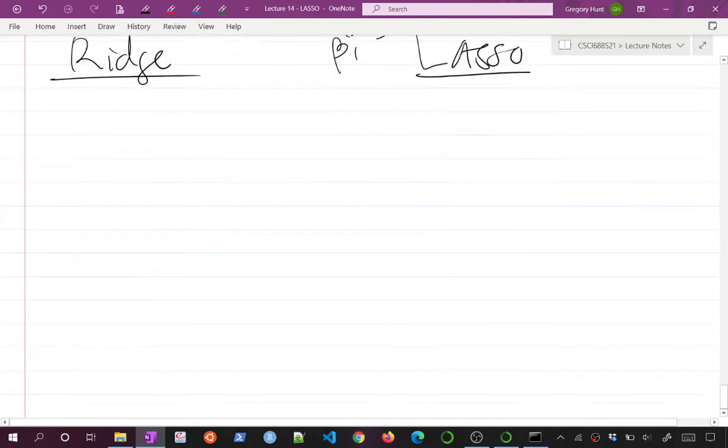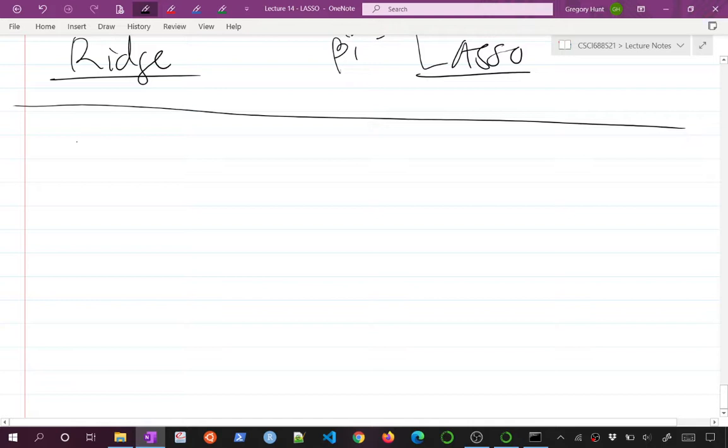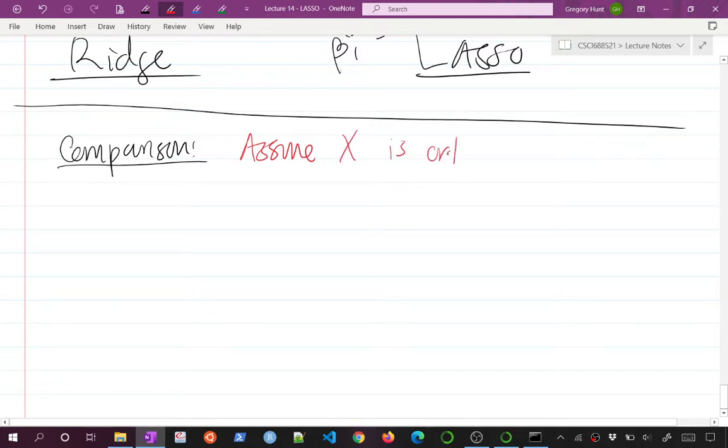So let's just compare the methods. And for ease of comparison, assume that X is orthogonal. That is to say, you can basically interpret that as the variables are uncorrelated.